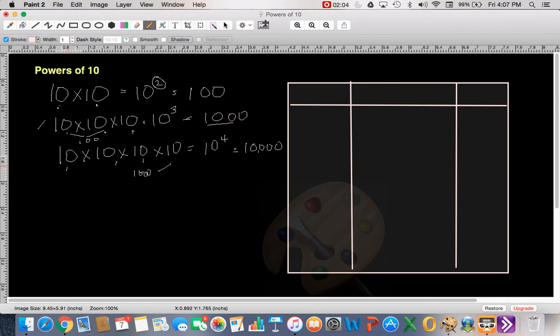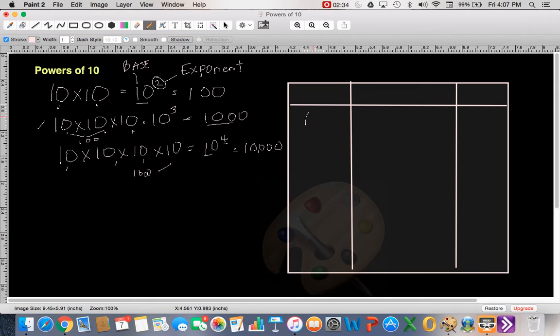So you see, how many tens do we have here? We have 4 tens, so it's raised to the power of 4. Okay, so 10 here is what we call the base, and 2 here is what we call the exponent.